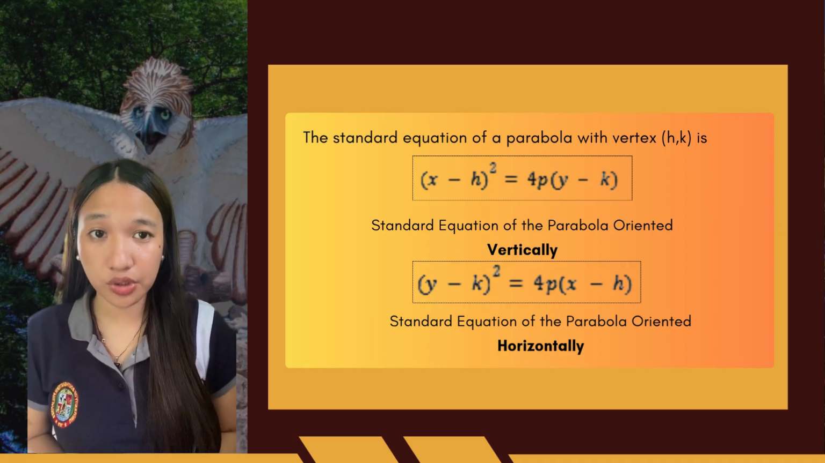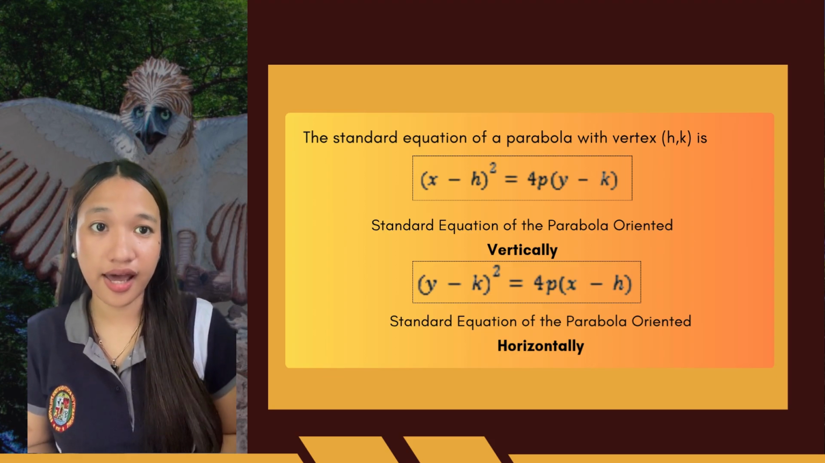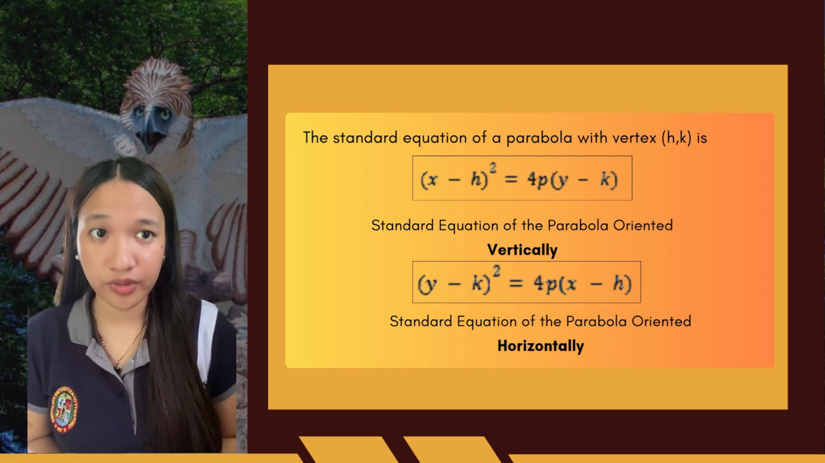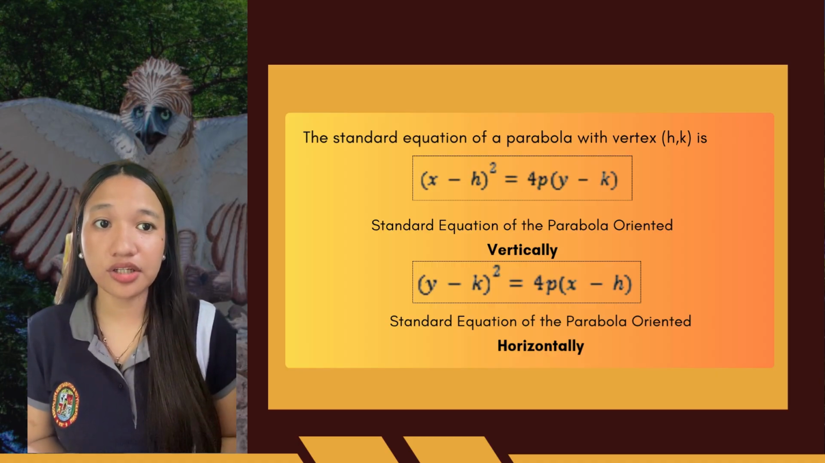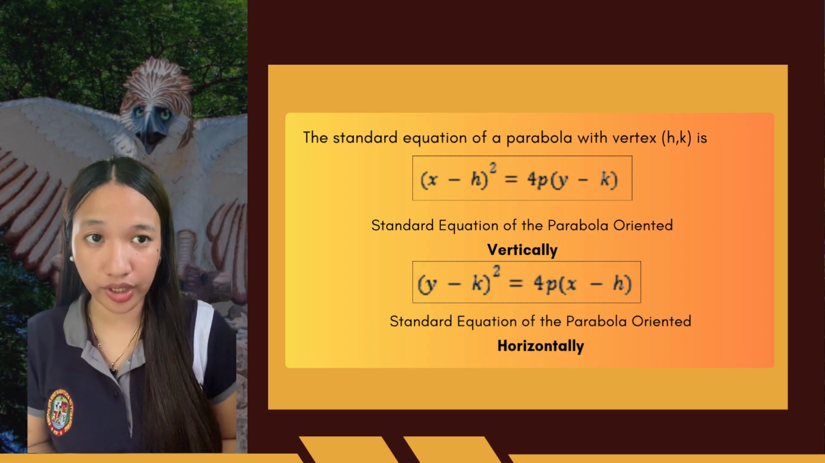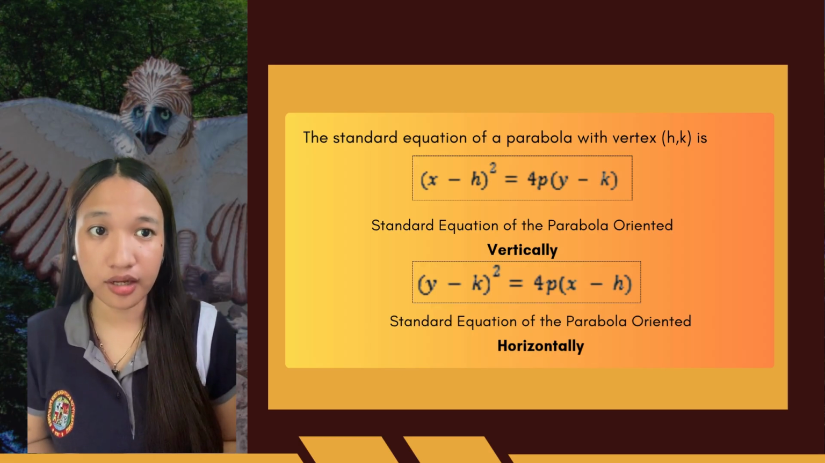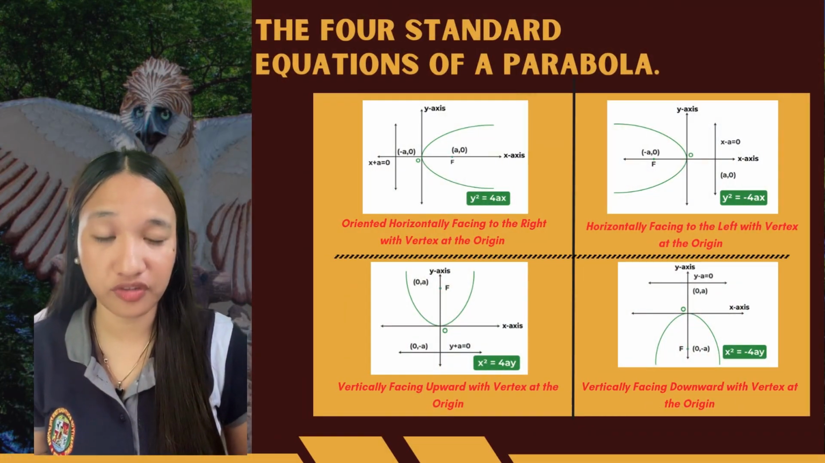So here's the standard equation of a parabola with a vertex (h, k). If the parabola is oriented vertically, then (x - h)^2 = 4p(y - k). If the parabola is oriented horizontally, then (y - k)^2 = 4p(x - h). These are the four standard equations of a parabola.